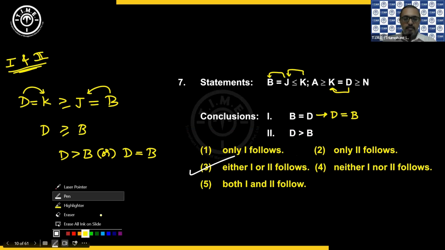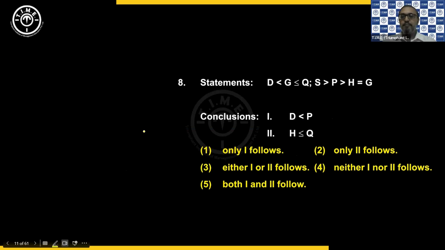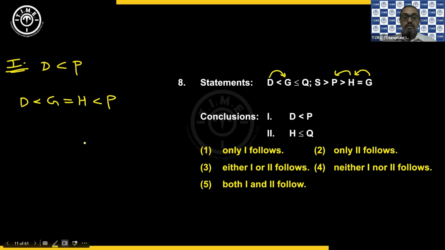Then next one. Now conclusion 1, I need a relation between D and P. So I have D to G. I'll get D less than G. Then from G in the reverse, G equals H I will have, and then again in the reverse, it will become less than P. So this is what we have. So I can replace G with H or H with G, but the remaining we have is less than common. So between D and P, I can have less than, which is a perfect match.